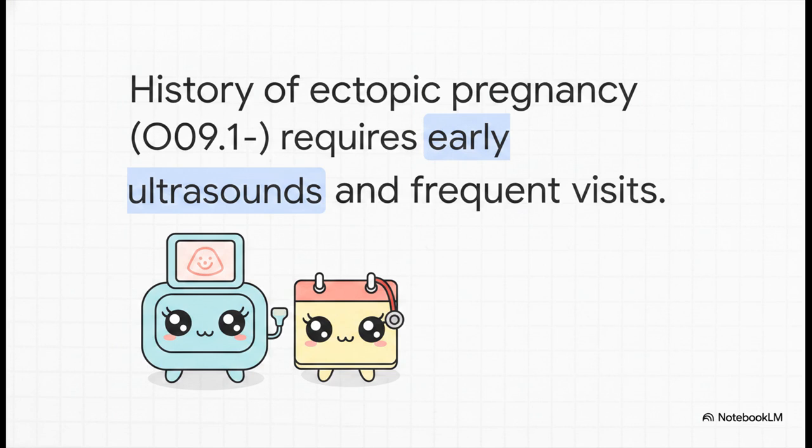An ectopic pregnancy is a highly dangerous situation where the zygote, the fertilized egg, implants completely outside of the uterus, very often in a fallopian tube. Because of this history, pulling the code O09.1 instantly justifies to the insurance provider the urgent medical need for early ultrasound exams and much more frequent obstetrician visits. We need to make absolutely sure the current egg has implanted safely.